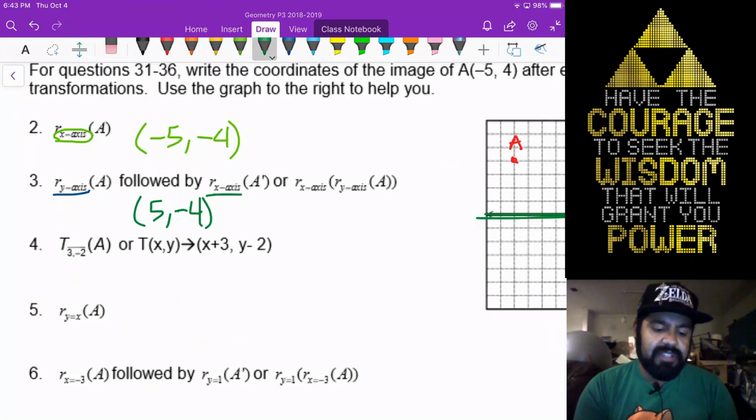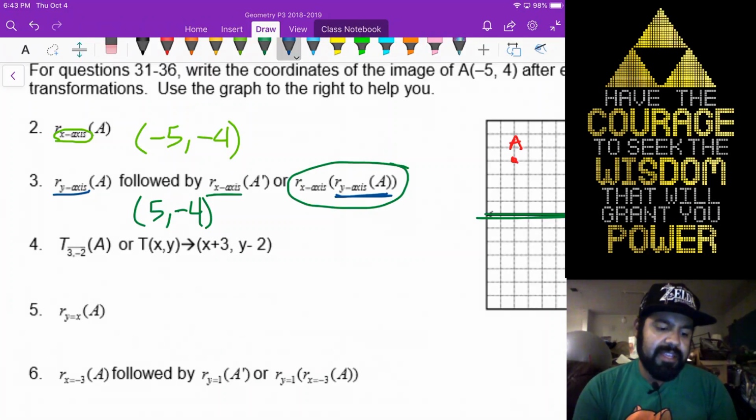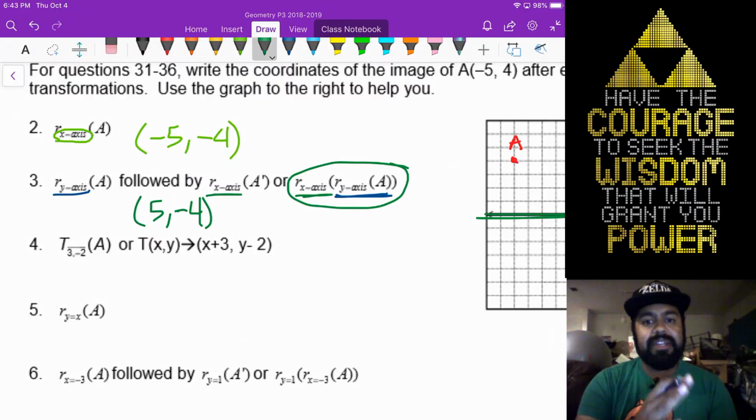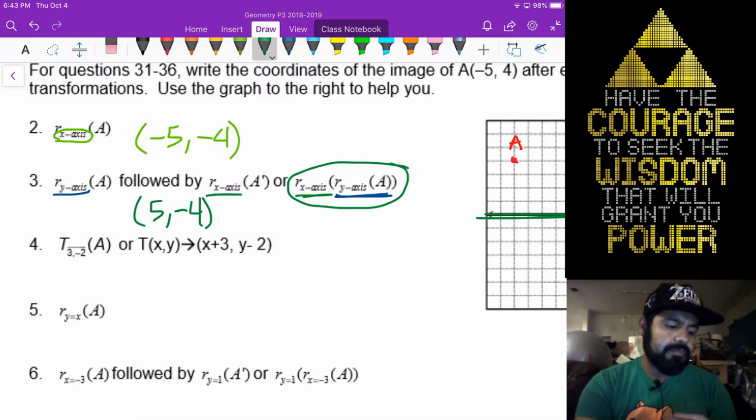Now this notation here is what's called the composition notation, where we have one notation inside of another. You guys will notice that the first thing you do is listed inside, followed by the second thing. And that's going to be very important when we read notation. We always read it inside out, from right to left.